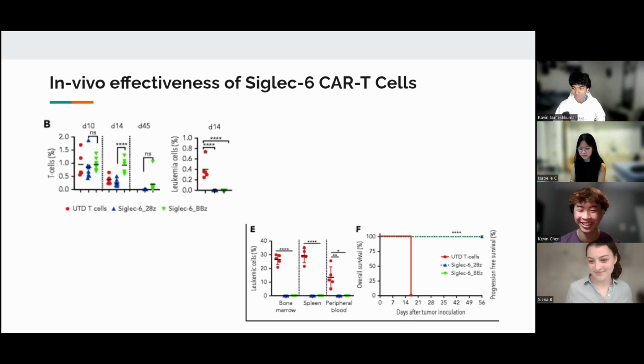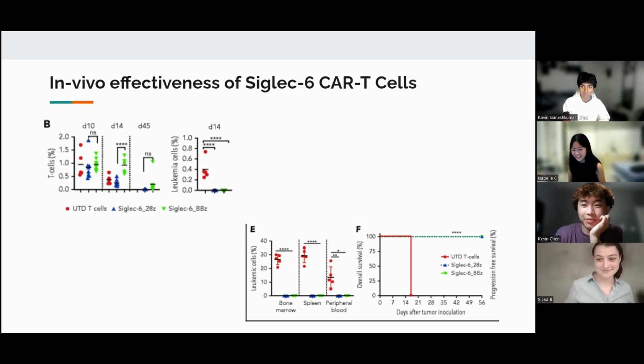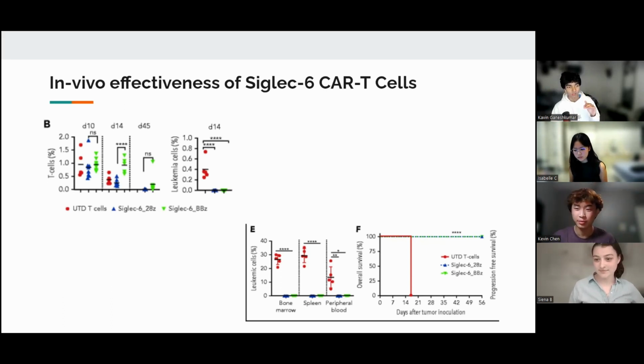Because basically in this one, they took I think it was 24 mice and divided them: these ones get UTD, these ones get Siglec-6 28Z, these ones get Siglec-6 BBZ. And okay, let's see how they fare over time. It did not take long. The natural T cells did not do well. But you can see with the Siglec cells, the overall survival just remains at 100%.